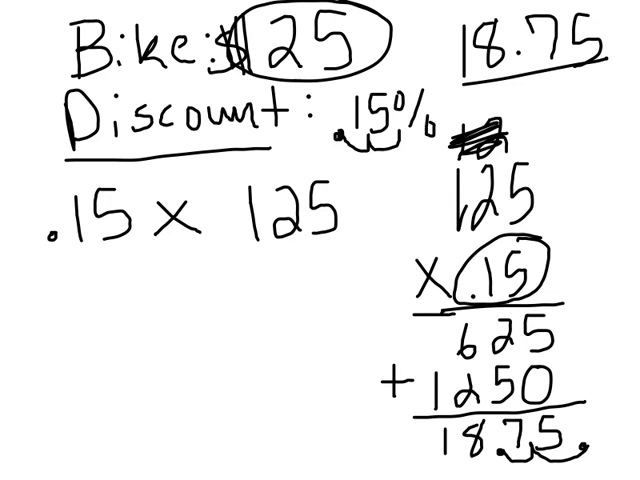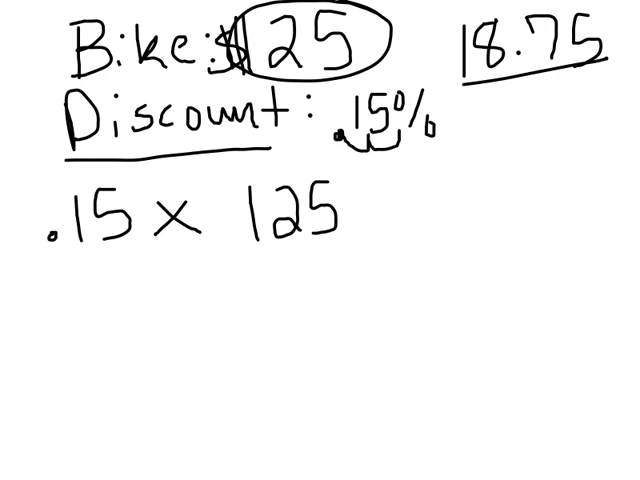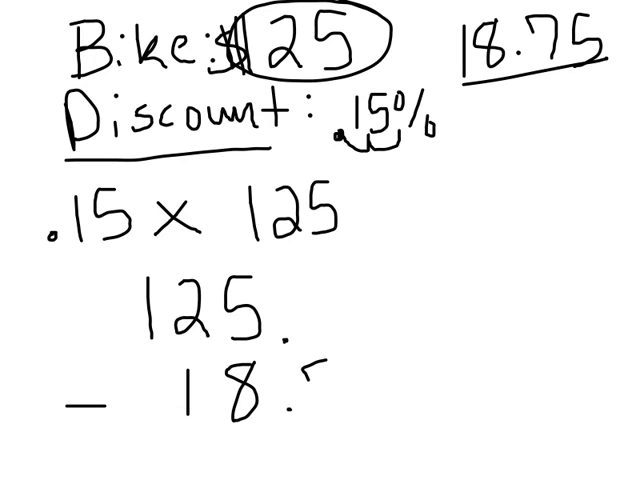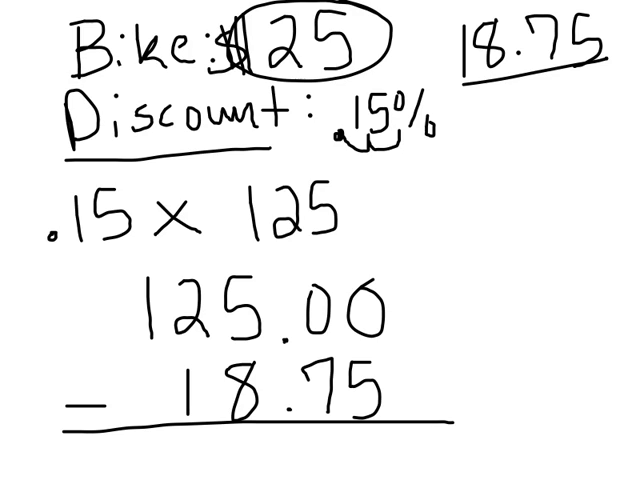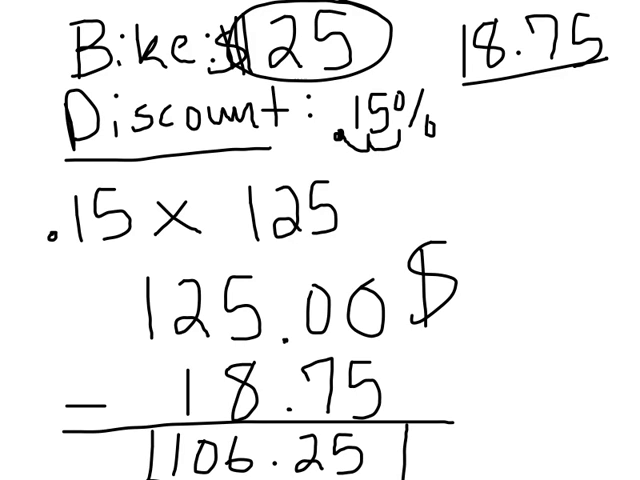So let me go ahead and erase some of this to make it nicer for y'all. Give me 1 second. All right, so I'm going to go back to my original price of $125, and I'm going to subtract $18.75, and make sure that you line up your decimals so it looks like that. And I'm not going to subtract this for you guys. You guys should be able to do this on your own. But if I take 125 and I subtract $18.75, I'm going to get $106.25. And that is the new price of the bike.